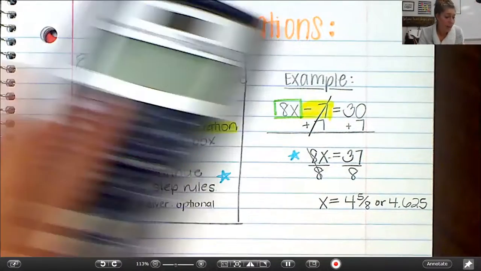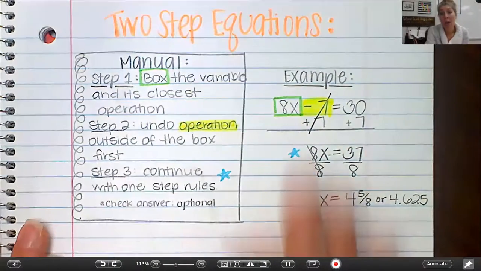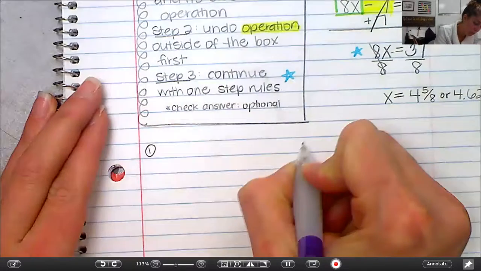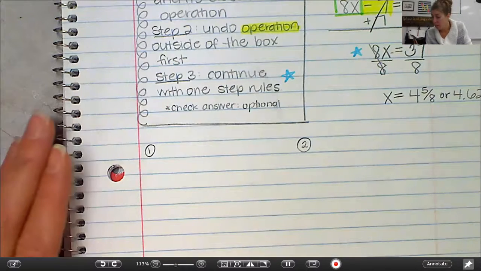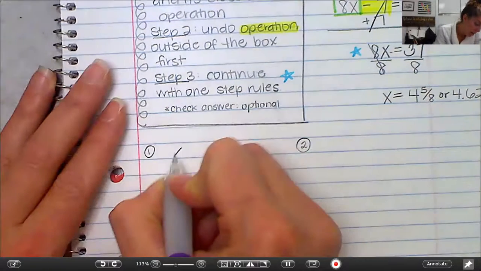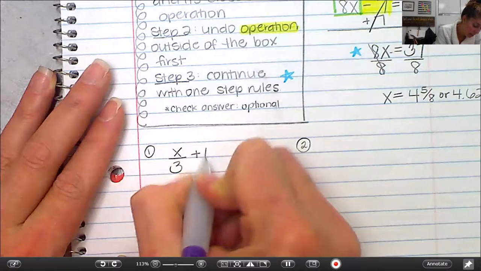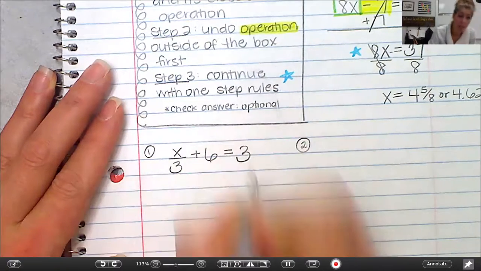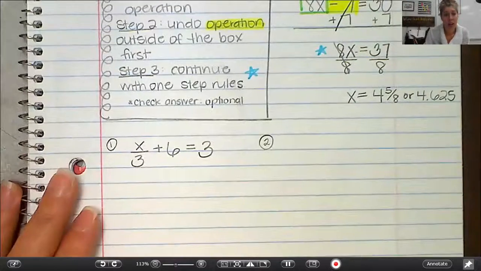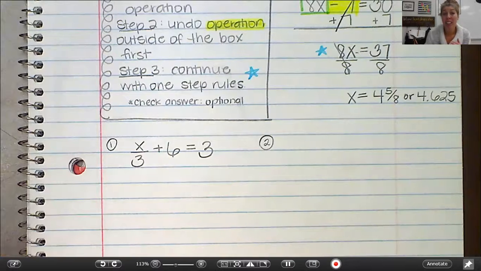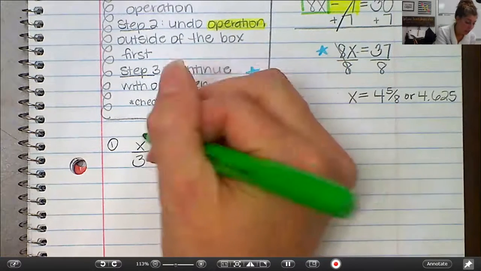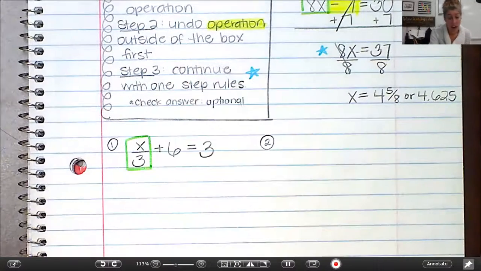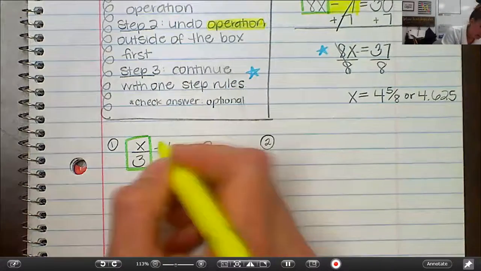All right. Now, again, that's very slow. I'll go a little bit quicker when we do some more examples. So I'm going to call this first official number 1. Let's do another one just like that, but a little bit faster. So we have x over 3 plus 6 equals 3. So if I were to box the variable and its closest operation, it's very clear in this problem that the closest operation is the x over 3 and that the plus 6 is what I need to undo.